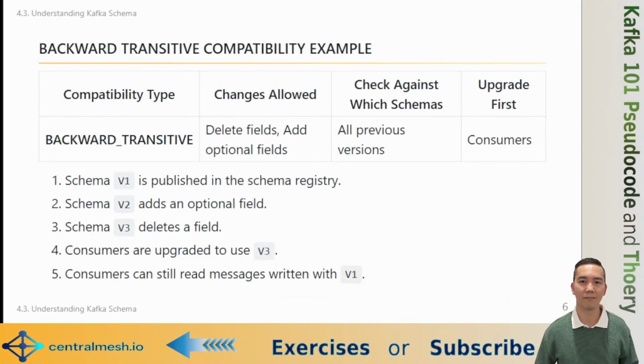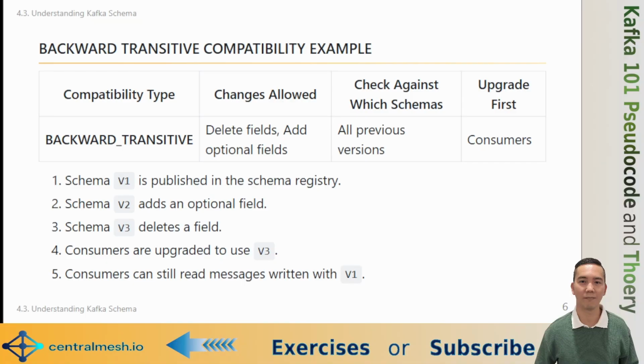Next, let's look at backward transitive compatibility. In the table, we see that this type allows deleting fields or adding optional fields, and it checks against all previous versions of the schema, ensuring compatibility throughout the entire schema evolution. This means the consumer can read messages from any prior schema version.